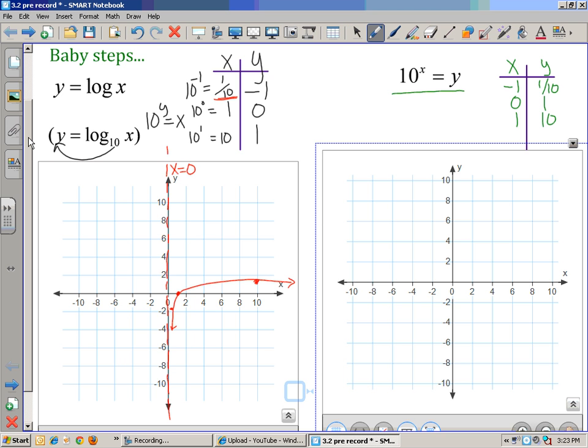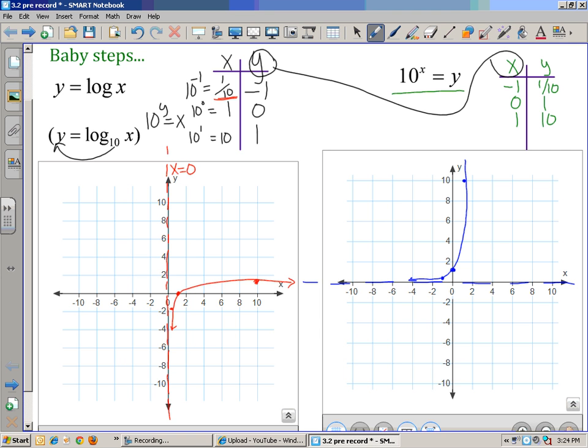There we go. Now when x is negative 1, then y is 1/10, which is really little. And when x is 0, y is 1. And when x was 1, y was 10. So this one's going to go like that. And remember, exponentials had that. Now, what I said in class was that these are inverses. And remember, if they're inverses, the y should become the x.